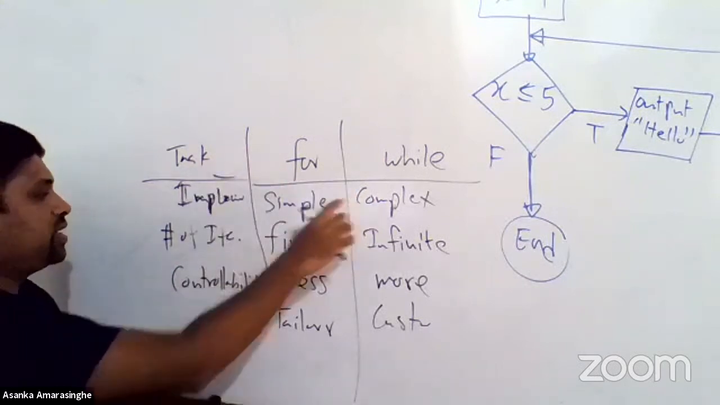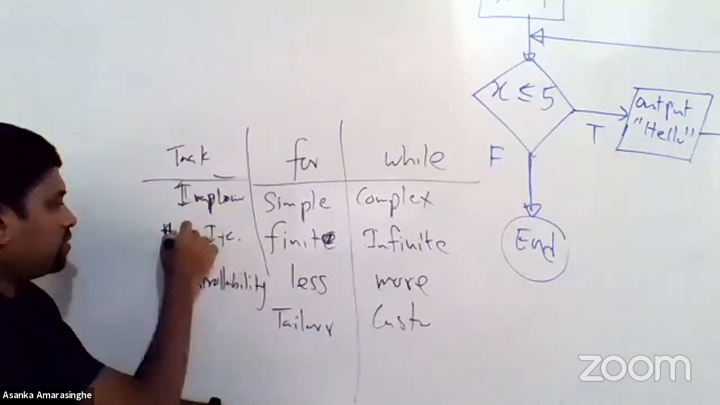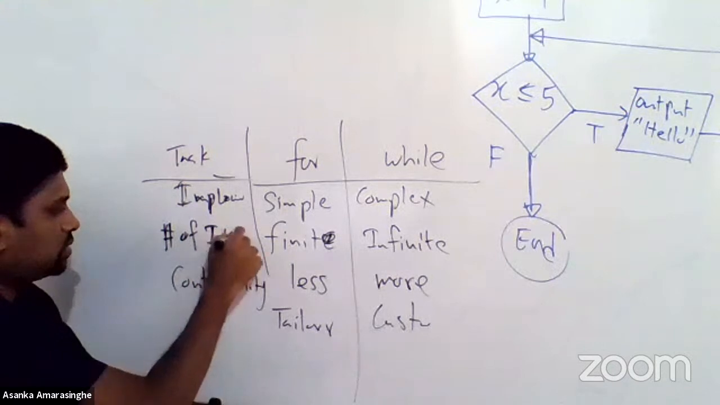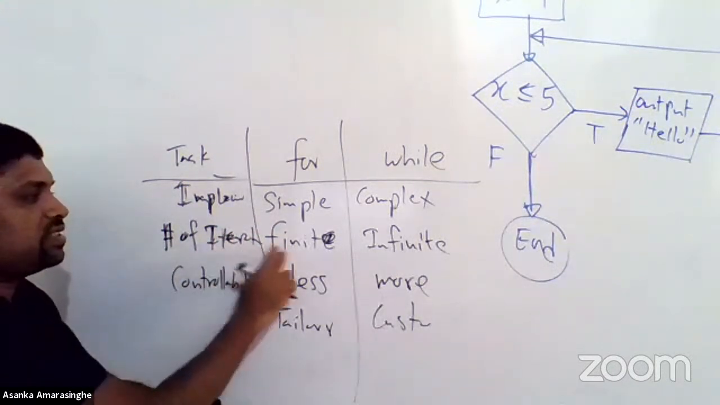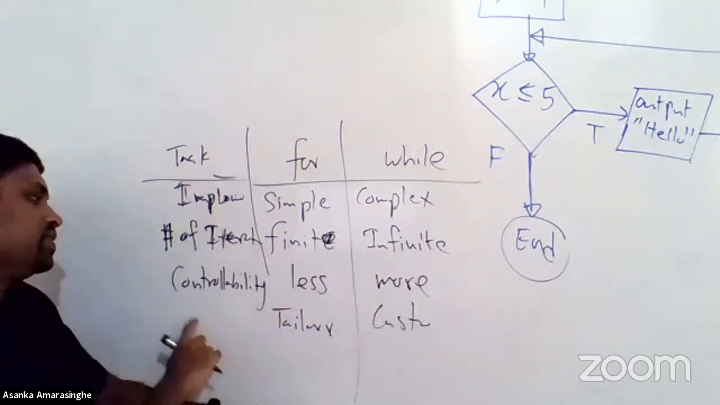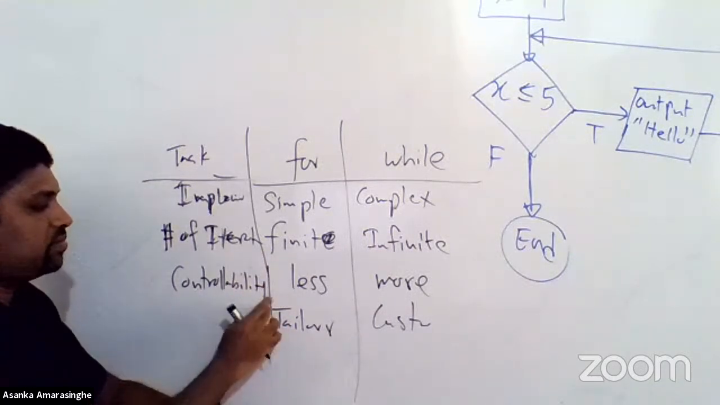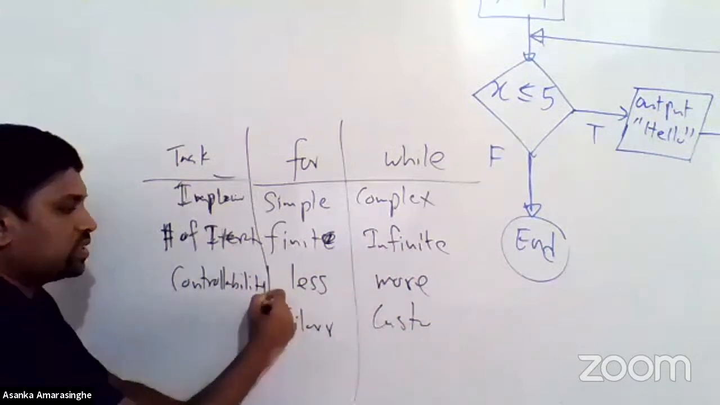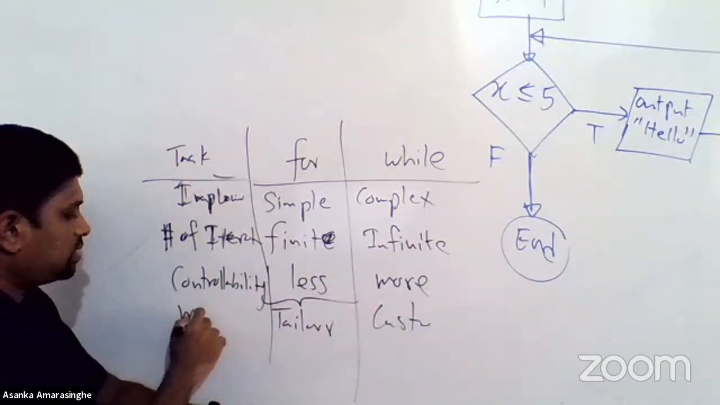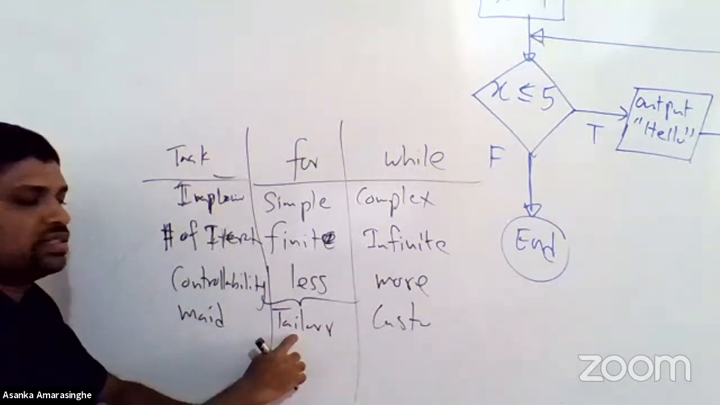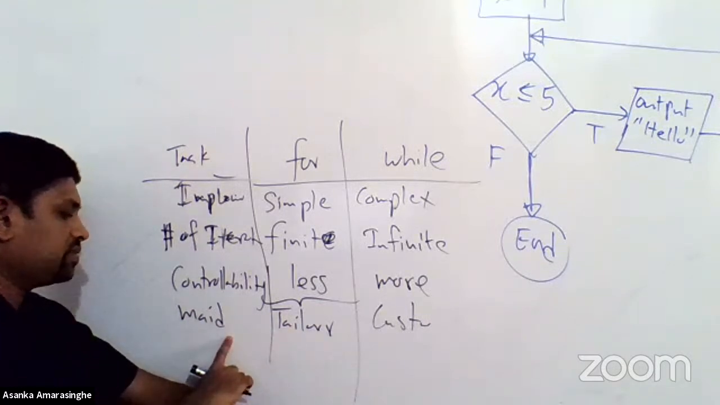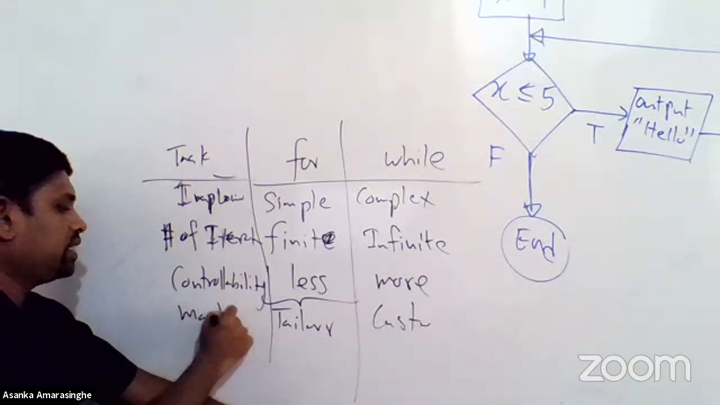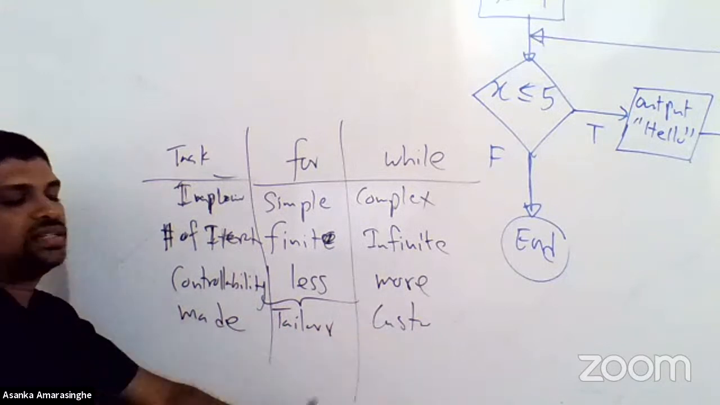Implementation is simple, complex, right? Number of iterations is finite, infinite. Controllability is less here, more there. We can say that this is tailor-made, and this is custom-made.